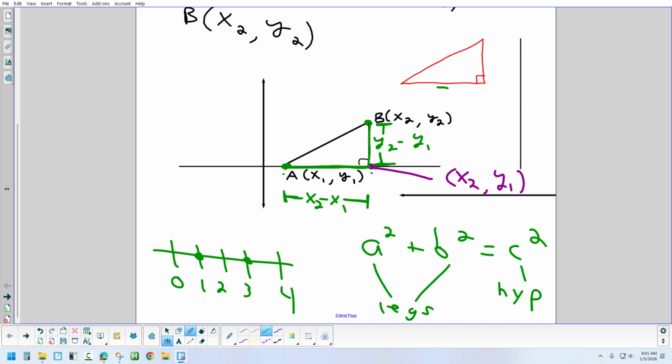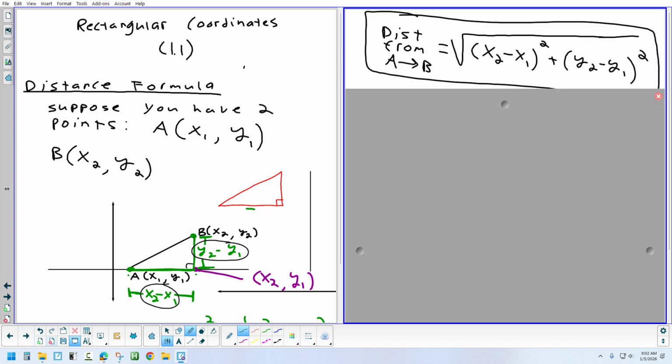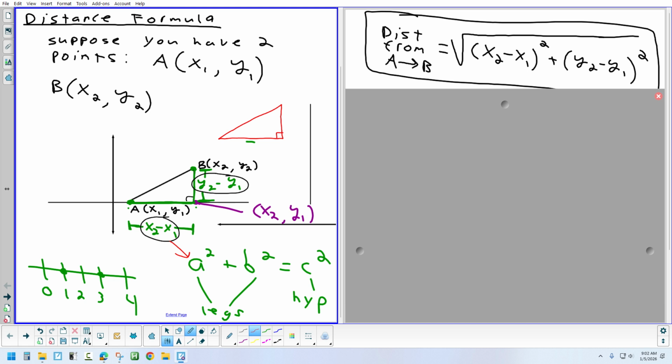So all we have to do is fill in the length of one of the legs, plus the length of the other leg. And that will be equal to the hypotenuse squared. So let's fill that in and see what it looks like. When we fill it in, we've got x2 minus x1. That's going right there. And we have to square it, because that's part of the Pythagorean theorem.